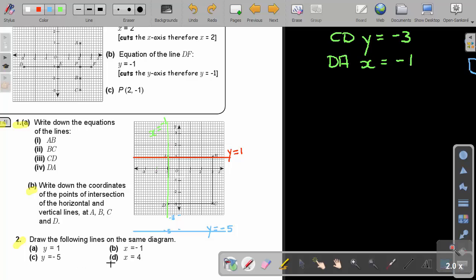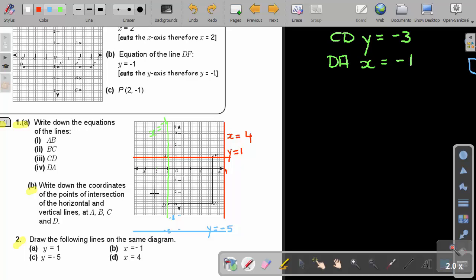Okay, and then the last one, x is equal to 4. So it will cut the x-axis. Let's just take red again. It will cut the x-axis, and it will cut at 4. So there's 1, 2, 3. So 4 will be here, and it should have been a line. Oh, again, it's not a straight line. So use your ruler. And it's cutting at 4. So this line would have been x is equal to 4.